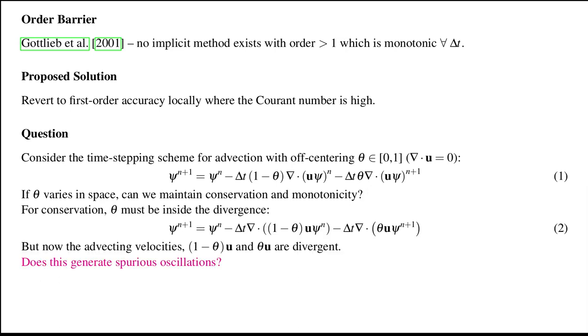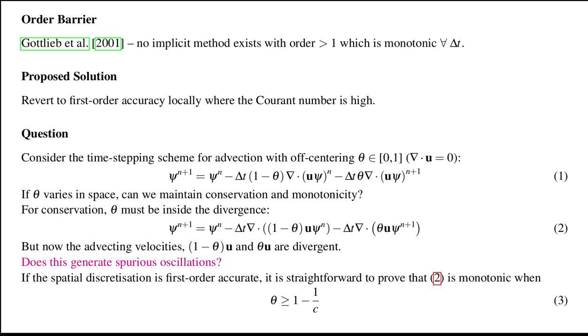For conservation, theta, the off-centering, must be inside the divergence. So I've changed equation 1 to equation 2 with theta inside the divergence. But now the advecting velocities have become (1 minus theta) u and theta u. The velocity field started out divergence free, but now I've multiplied the velocity by 1 minus theta and theta, these are divergent. Does this generate spurious oscillations?